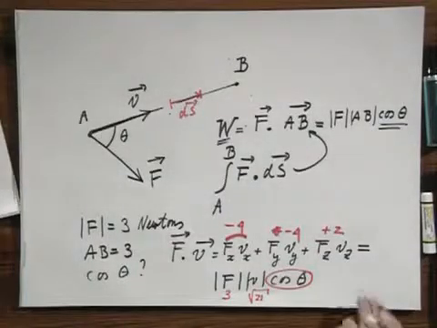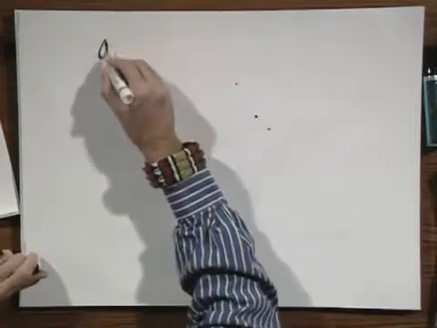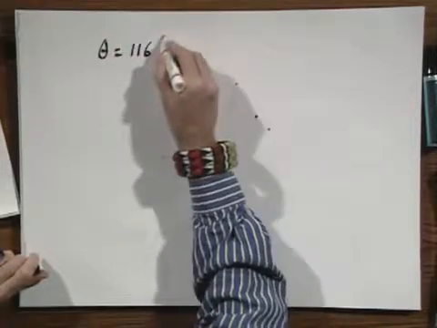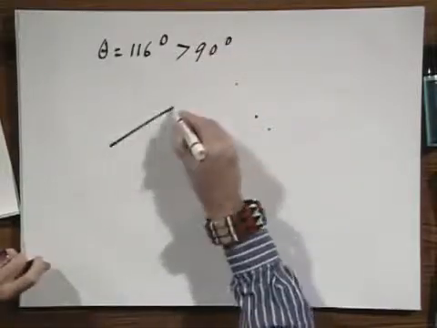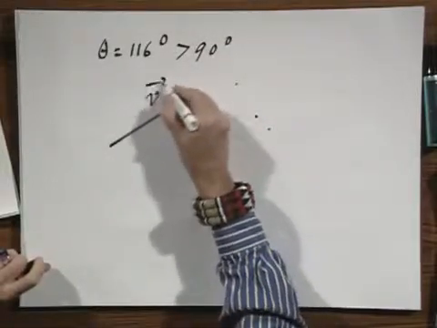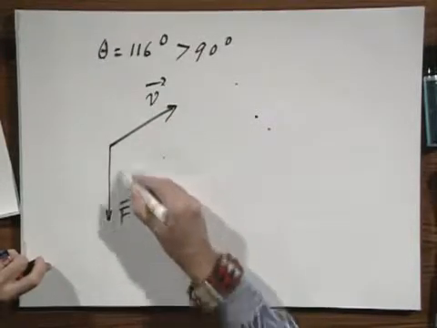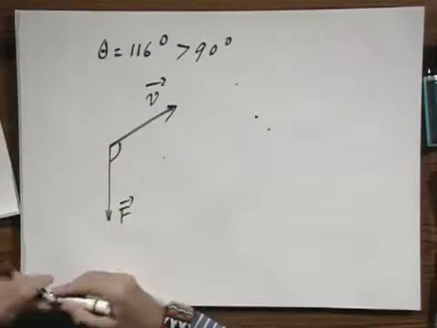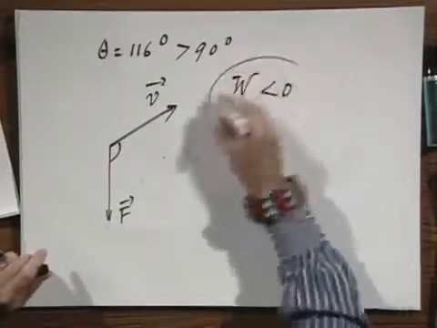So you are capable of calculating cosine theta, and I find that cosine theta leads to a value for theta which is 116 degrees, which is larger than 90 degrees. So the situation that we have is that V is in this direction and F is in this direction, so that this angle is larger than 90 degrees. And the conclusion therefore is that this force does negative work.